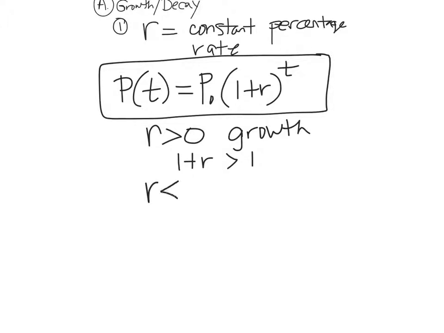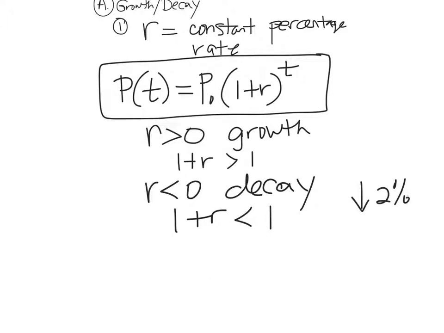If R is less than 0, then it's decay. So if you have 1 plus R inside there, that's going to be less than 1. For example, if I have a decline of 2%, that's really like doing 1 plus negative 0.02. It's a little bit different in this book. In Algebra 2, we did 1 plus R and 1 minus R. It's the same thing, okay? Which would be 0.98. And you'd see 0.98 inside there, which means only 98% of the population is coming back. So that would be a decline, okay?